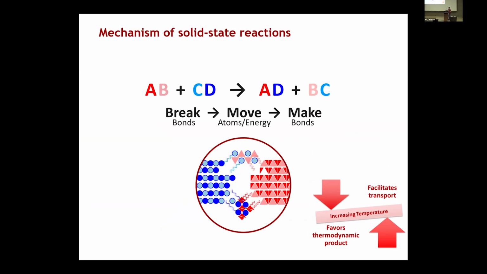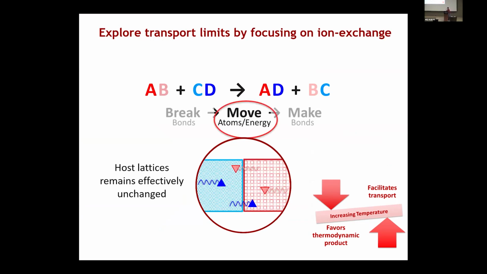And so, I know there's a lot of chemists in the audience, so here's the way we can think about solid-state reactions. Effectively, we've got precursors, we break bonds, we move all our atoms around, and then we remake our bonds. The part that's common to every single solid-state reaction is that movement part. And so if we want to do something that's generalizable, we can start to ask ourselves questions about what's the role of transport limits in those reactions?